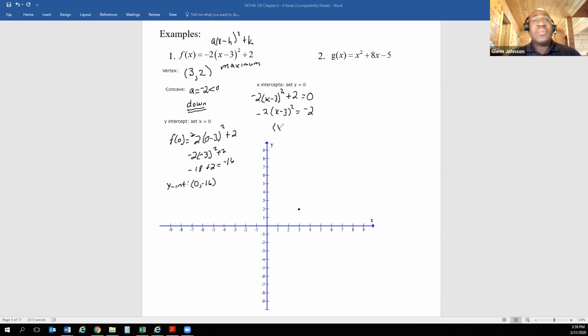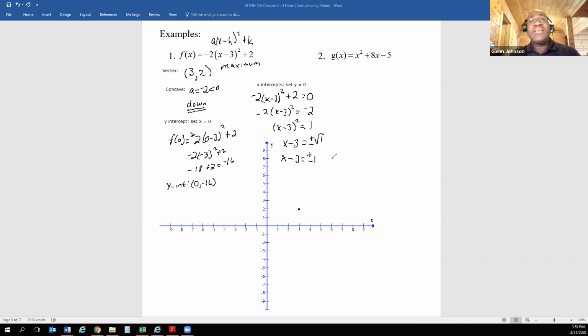So that gives us x minus 3 squared equals positive 1. We then apply the square root property, or just take the square root of both sides. So we do that, we'll have x minus 3 equals plus or minus square root of 1. Because remember, when we take the square root of both sides of an equation, you have both the positive and the negative square root. So square root of 1 is 1. So you have x minus 3 equals plus or minus 1.